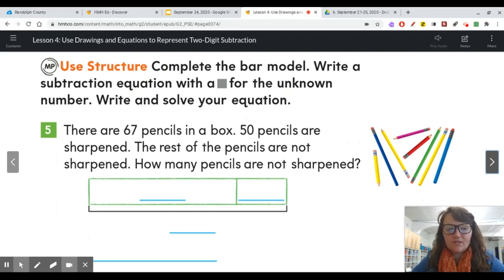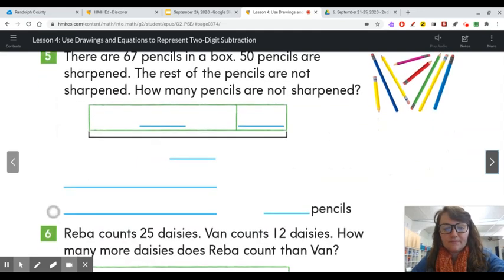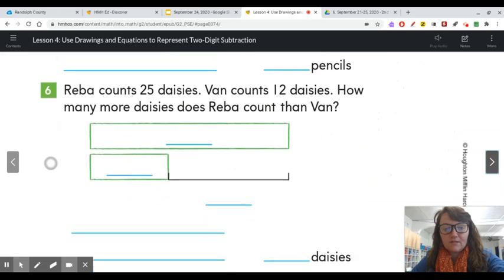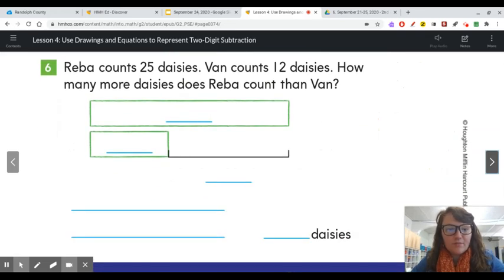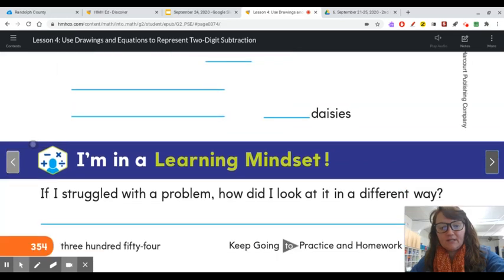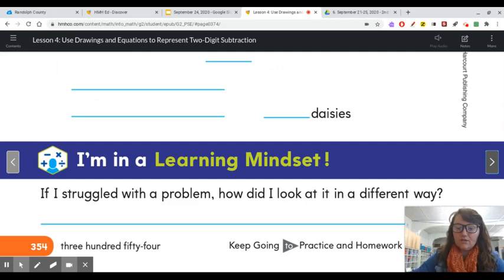So there are 67 pencils in a box. 50 pencils are sharpened. The rest of the pencils are not sharpened. How many pencils are not sharpened? Okay, let's keep going. Remember, you can pause after each one. Reba counts 25 daisies. Van counts 12 daisies. How many more daisies does Reba count than Van? Okay, don't forget to fill in your bar model. And then the last question. If I struggled with a problem, how did I look at it in a different way? So you're just reflecting on your math.